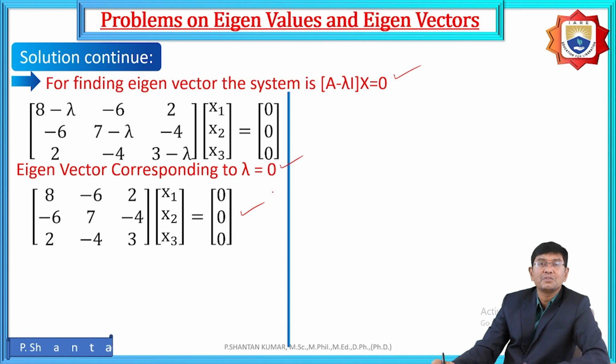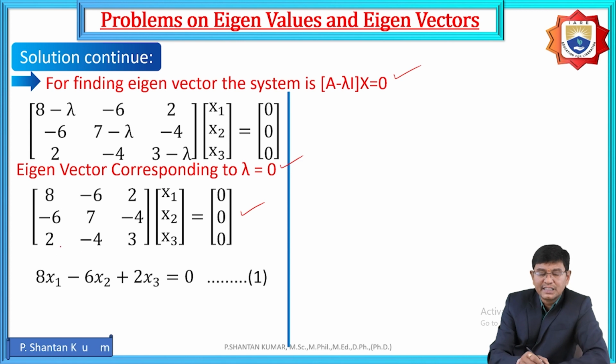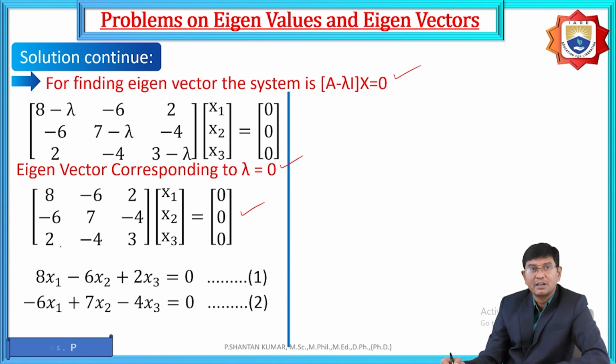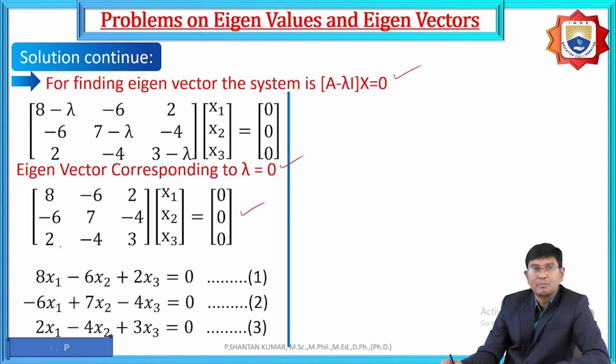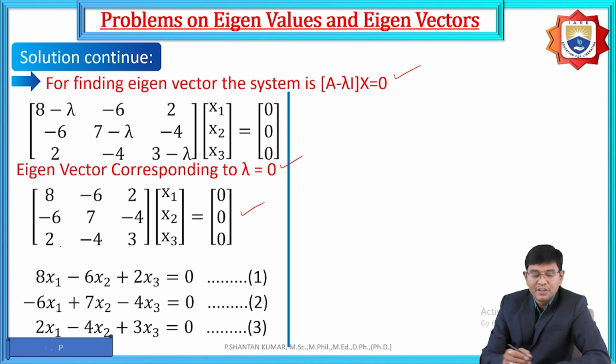While discussing by using the equation format, we first need to write the equations from this matrix. The first row is 8 into x1 minus 6 into x2 plus 2 into x3 is equal to 0. The second equation is minus 6 into x1 plus 7 into x2 minus 4 into x3 is equal to 0. The third equation is 2 into x1 minus 4 into x2 plus 3 into x3 is equal to 0. These are the three equations we obtain from this matrix.